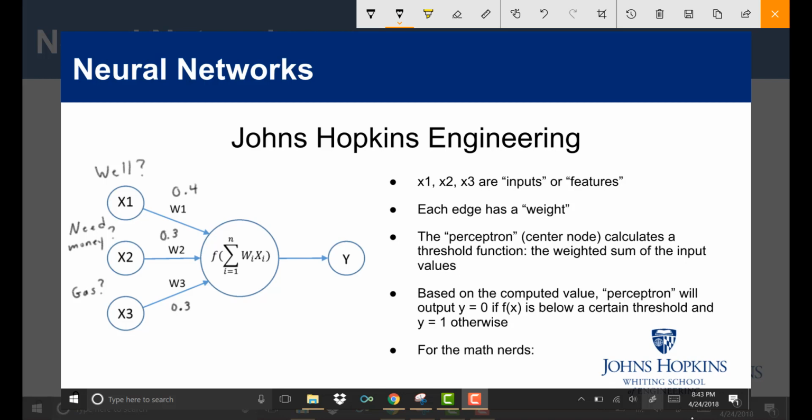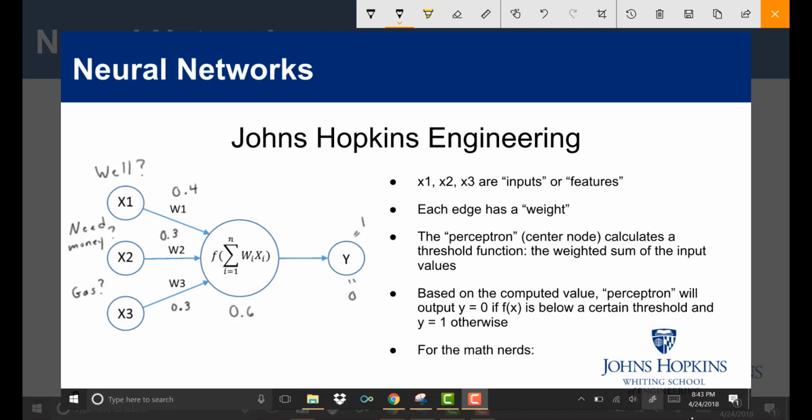So it's, are we feeling well? Do we need money? And do we have gas? Let's say that we have a threshold of about 0.6. In other words, y is going to equal 1 if it's greater than 0.6, and the output is going to be a 0 or a no, don't go to work, if the threshold is not met and the function evaluates as something less than 0.6.